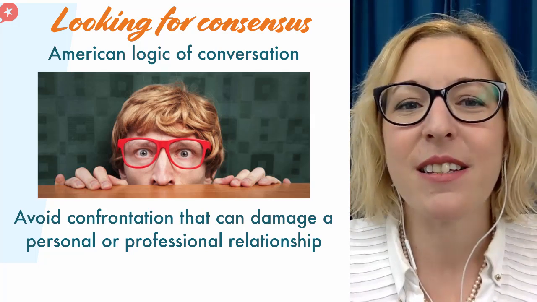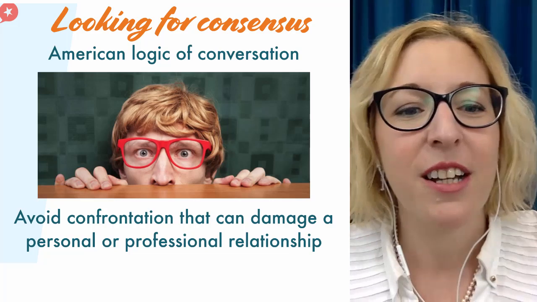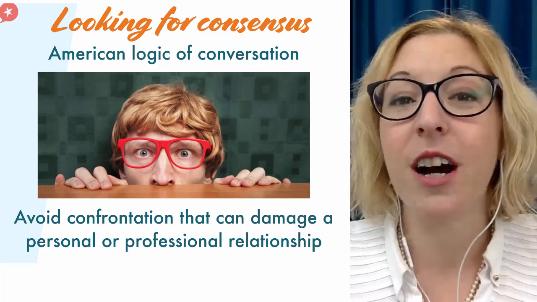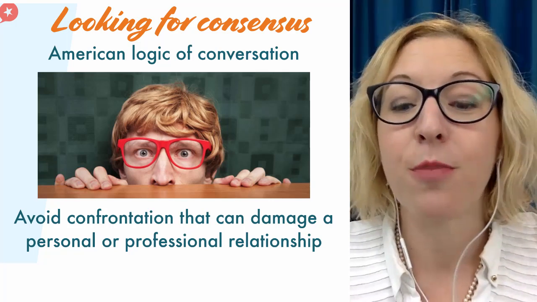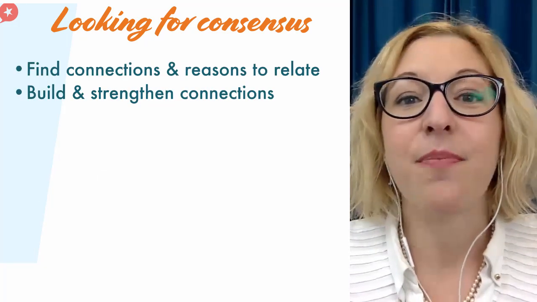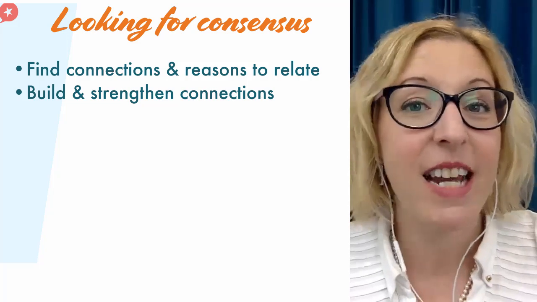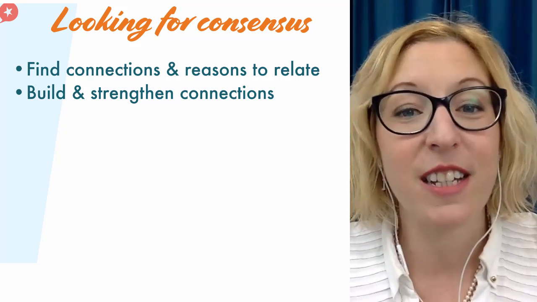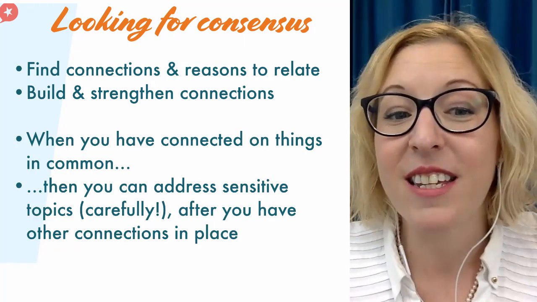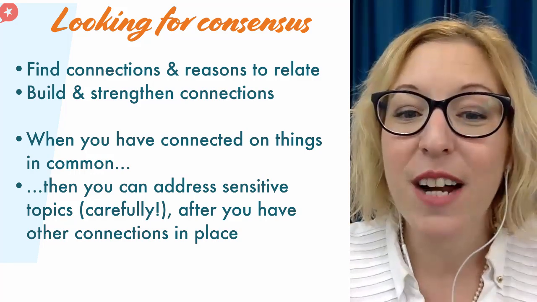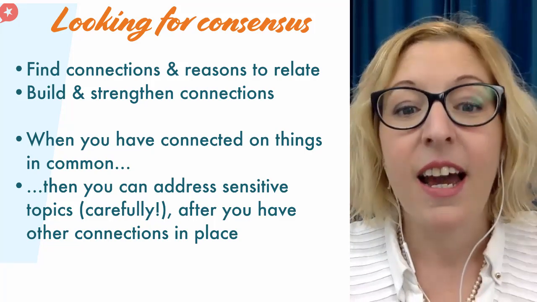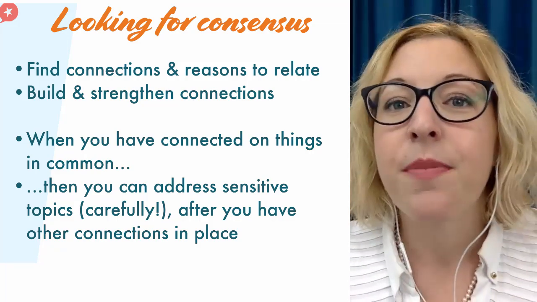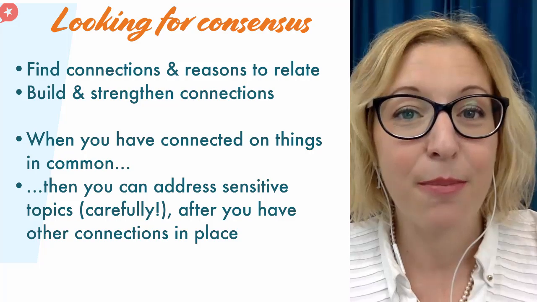And this is really part of, I guess, the American logic of conversation. For better or for worse, let's say. It's what it is. But we do tend to try to avoid confrontation that can damage a personal or professional relationship. And like I said, you have to first find the connections and the reasons to relate to the other person and to build and strengthen those connections. And when you've connected on the things that you have in common, then you can address the sensitive topics because they are interesting, and it is interesting to get a different person's perspective, but to do it carefully after you've got those other connections in place.